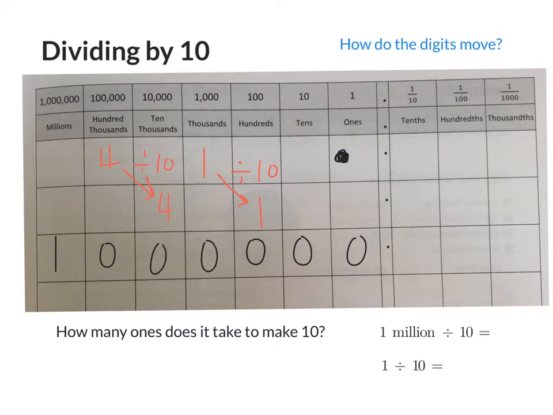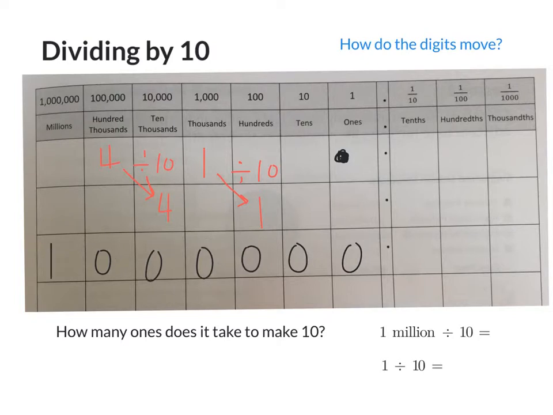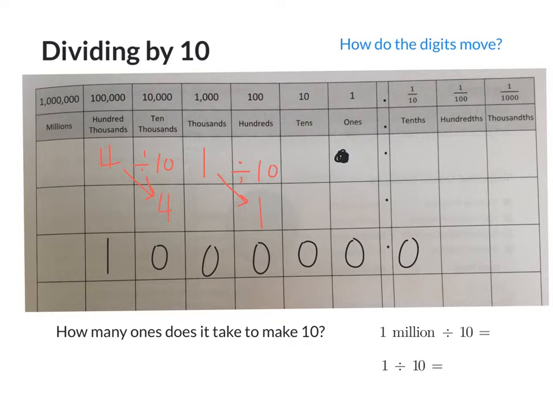I need to move it to the right. Once again, if I have 1 million and I move it to the right one, that's the same as dividing by 10. Now what number do I have? 100,000. So 1 million divided by 10 is 100,000. Let's try this example down here.